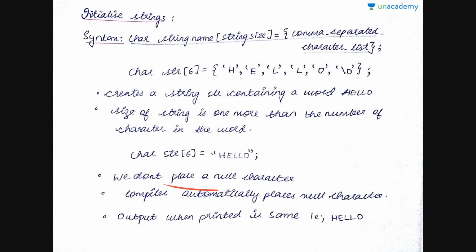We don't place a null character in this, which is an important thing, because the compiler automatically places a null character. Why is that? Because once you write something within double quotes, the compiler knows that it is a string. Hence the compiler automatically places a null character. But in the previous case it wasn't like that. So the output of both statements is the same. Let us just write them as string 1 and string 2 and print and see. You'll get the same output, hello.